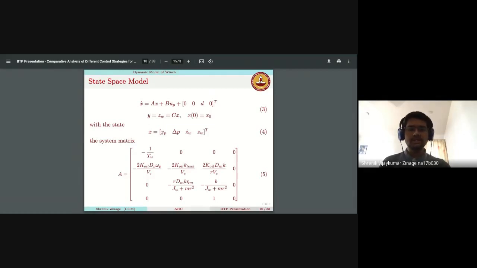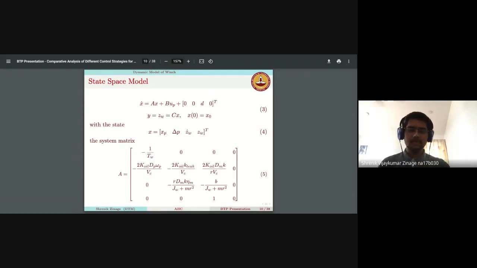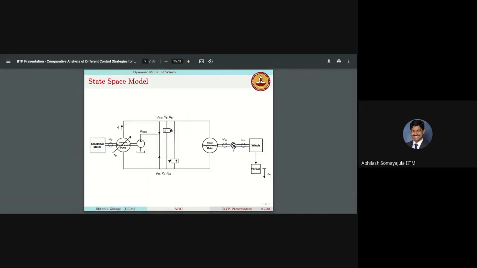So over here, the states defined are XP, delta P, ZW dot, and ZW, where XP indicates the swash angle of the pump, delta P indicates the change in pressure of the fluid, ZW dot indicates the velocity of the reel length of the rope, and ZW indicates the reel length. Okay. Shrinik, I think you might want to go back to the previous slide and explain exactly what's going on. I don't think your friends have understood.